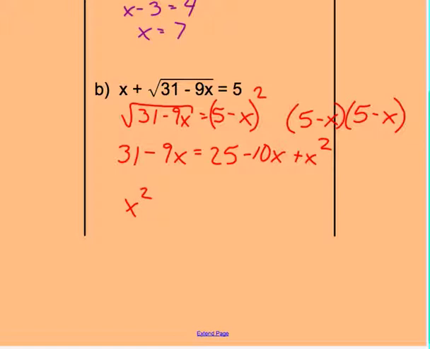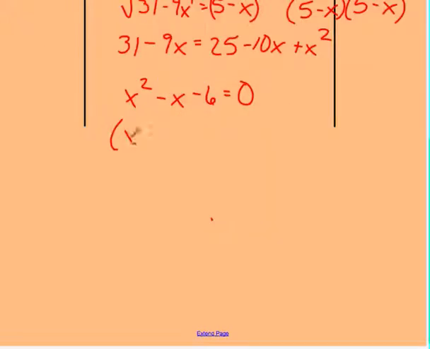I'm going to add 9x to both sides, which gives me a negative x. I'm going to subtract 31, which gives me a negative 6, equals 0. So this is t-chart factoring, x minus 3, x plus 2. So my two solutions are 3 and negative 2, setting each binomial equal to 0.